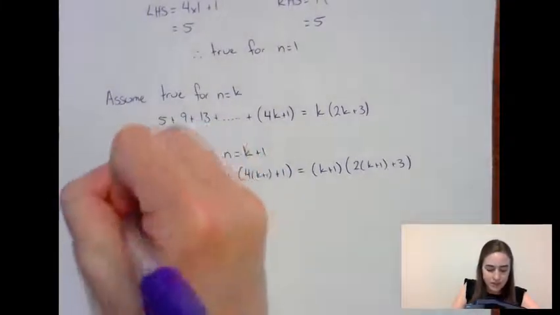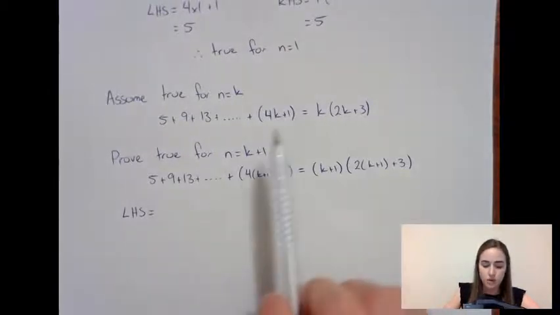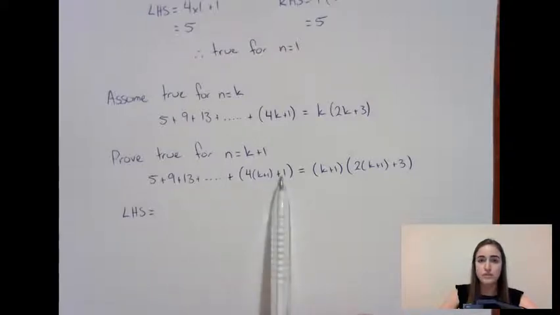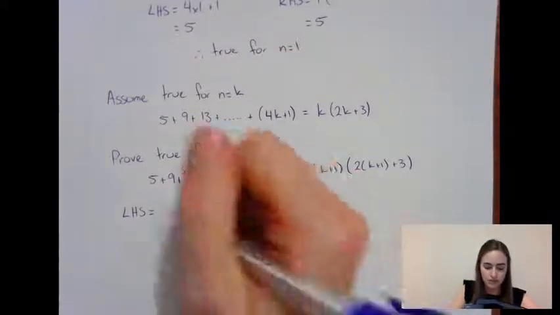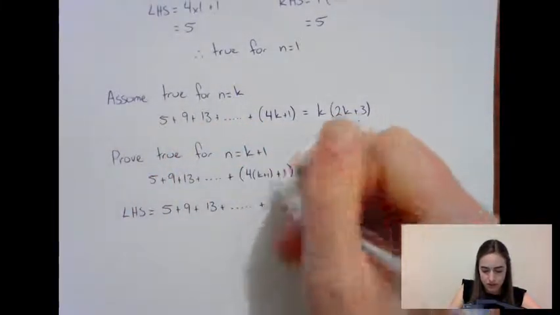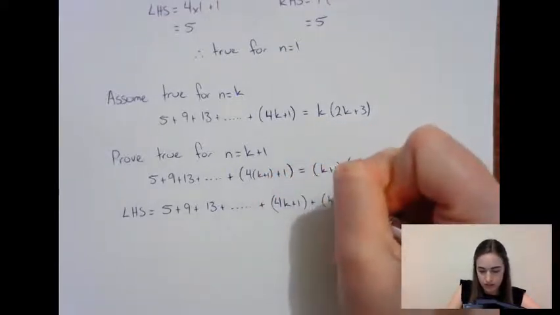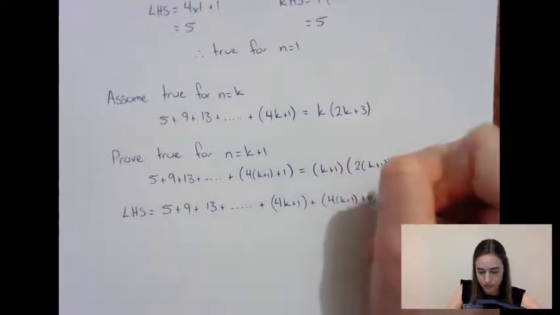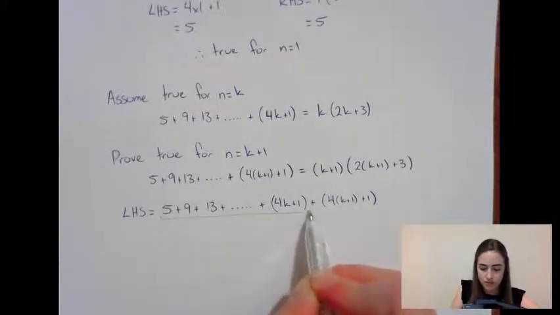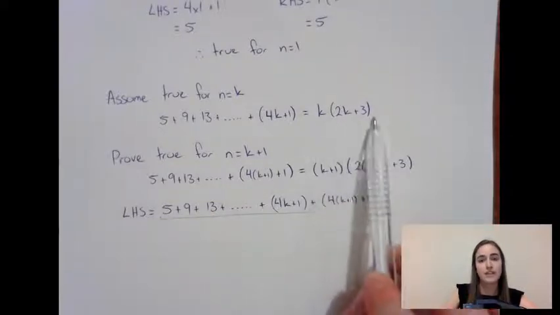So again, I'm going to start with my left-hand side, which is this sentence here. I'm also going to do the same stuff I did in my first example, though. I'm going to include the term directly before this one, which would have been my 4k plus 1. We're going to have 5 plus 9 plus 13 plus, and then all the way up until I get 4k plus 1 plus 4(k plus 1) plus 1. All right, so we know again that this whole section is what we had written in this line up here. So this whole chunk is going to simplify down to this.